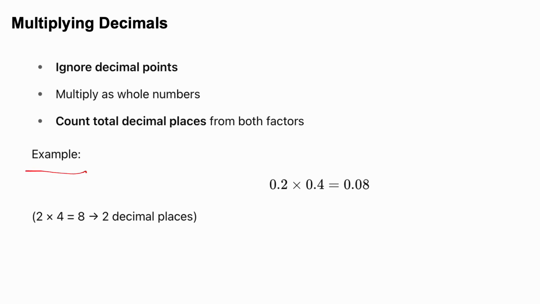Here we are multiplying 0.2 with 0.4. Think of it as 2 times 4, which gives us 8. Now count the decimal places, one from 0.2 and one from 0.4. So there is a total of 2 decimal places. Okay, so now my answer when multiplying as whole numbers was 8, and I know there should be 2 decimal places, so I will put 0.08 as my final answer.